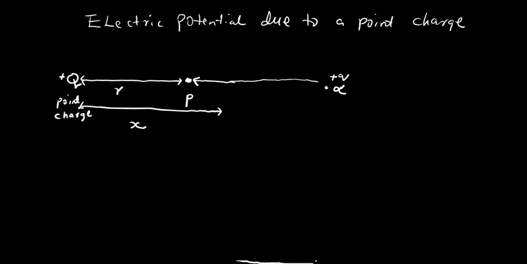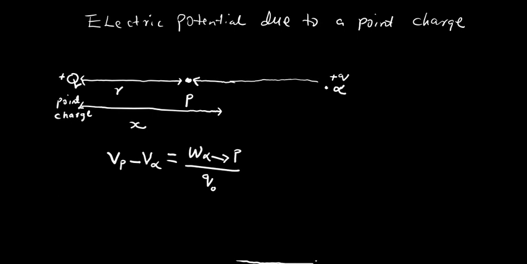Then the electric potential at P will be the work done divided by the test charge. Here we now have Vp, which is the electric potential at P, minus the potential at infinity, which is going to give us the work done from infinity to what? To P, to position P, divided by the charge.